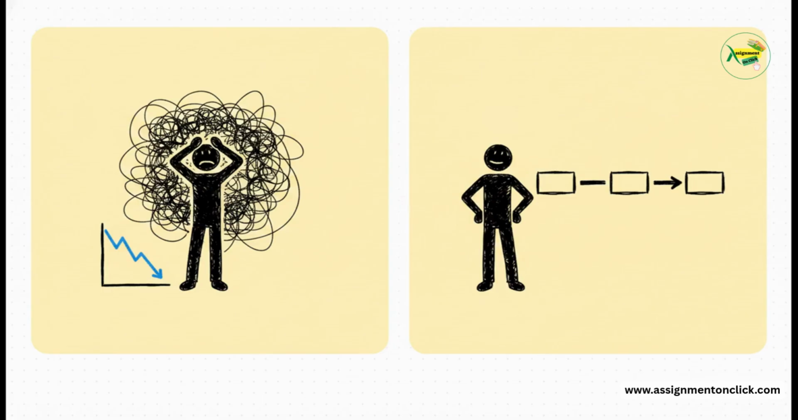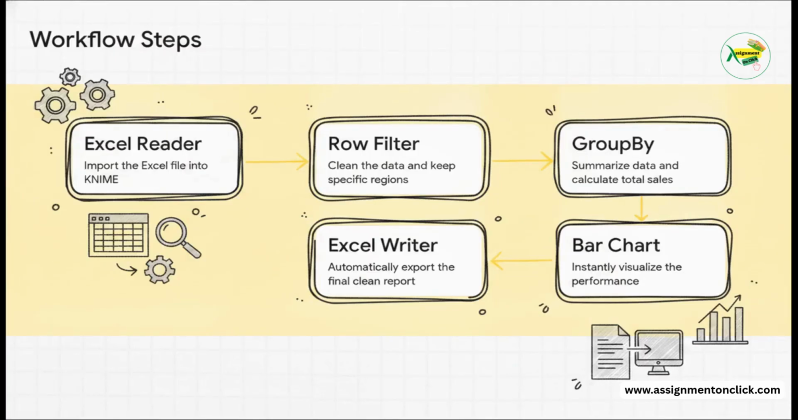KNIME Analytics Platform, on the other hand, is an open-source, low-code platform. Instead of typing out complex syntax or manually dragging spreadsheet cells around, you use visual, step-by-step logic. You're basically building your data process using connected nodes that handle specific tasks, creating this slick process that you can just use again and again. It's literally like connecting the dots.